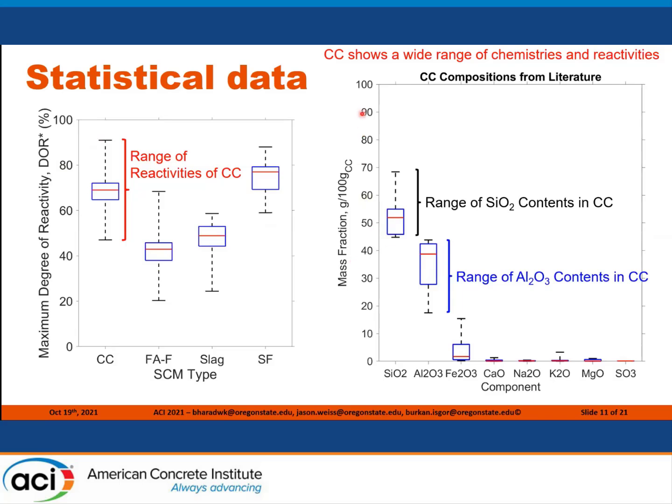The plot on the right is a box plot of the composition of calcined clays obtained from the literature. And this plot is intended to show the range of compositions of calcined clays available. So the silica content, for example, can range anywhere between 45% up to 70%. The alumina content can vary anywhere from 15% to 45%. And this is important since the alumina content is important for the calcined clay synergy with limestone. And hence, it's important to study the impact of variability of the reactivity and composition of the calcined clays on the performance of cementitious mixtures when you're using calcined clays in them.